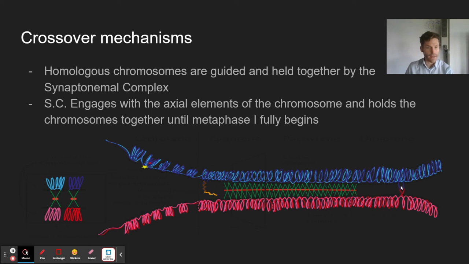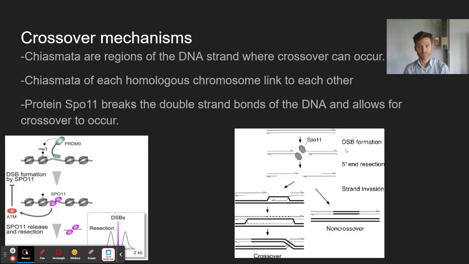It allows for these tiny regions right here to connect. This would be the chiasma, and that is where they're exchanging the DNA. So this guy right here, synaptonemal, synapse, right, is this big green protein thingy right here, tying together the homologous chromosomes.